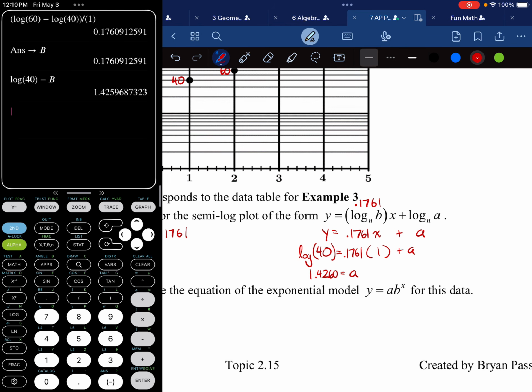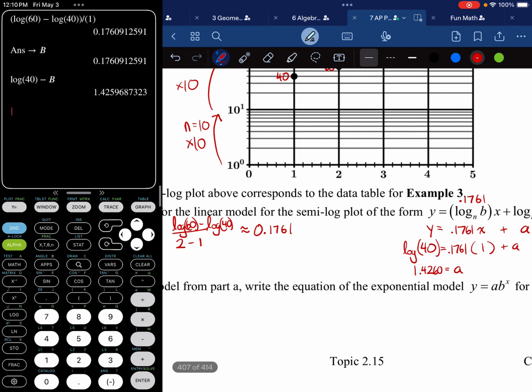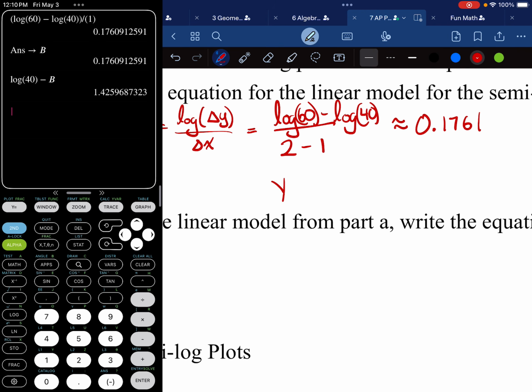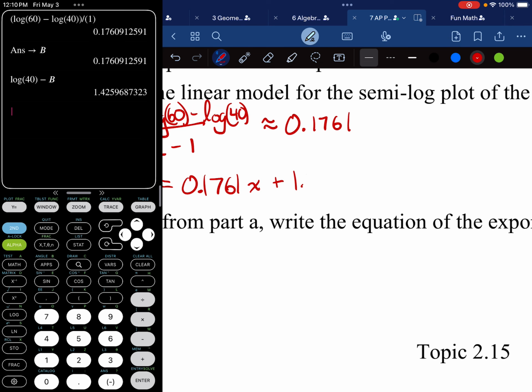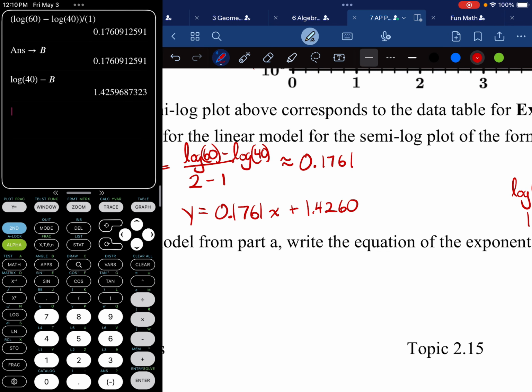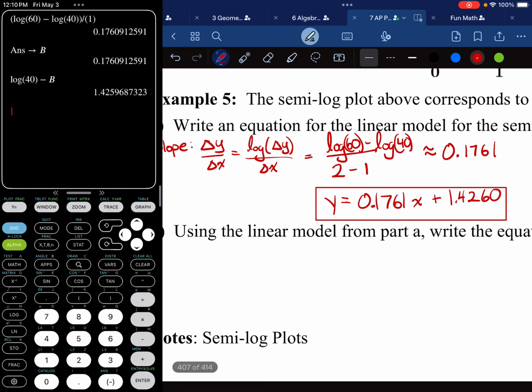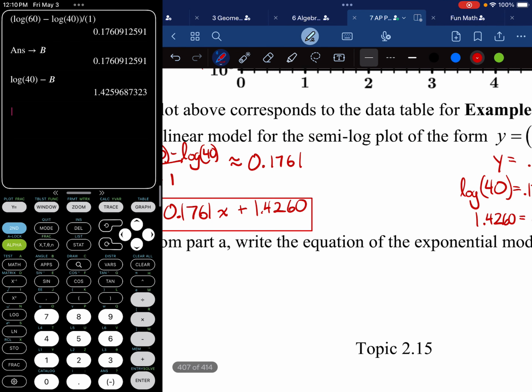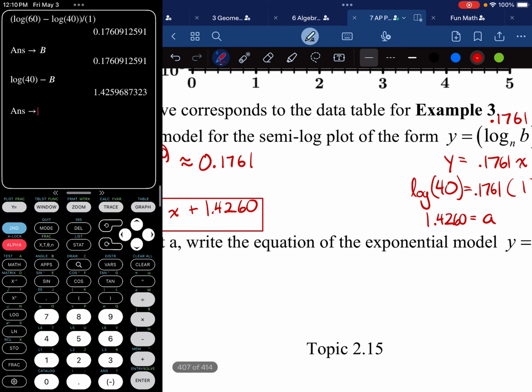All right, so I have my a, I have my b, and now I think I can just put them both together and then I'm good to go. I can say, hey, my linear equation is, I'll write my final answer, y is equal to my slope, 0.1761x, plus my b, which I have in my calculator right there, plus 1.4260. All right, so I'm going to box that to let my teacher know I have found the linear model. And now I'm going to use that to write the equation. Okay, so I should store that answer.